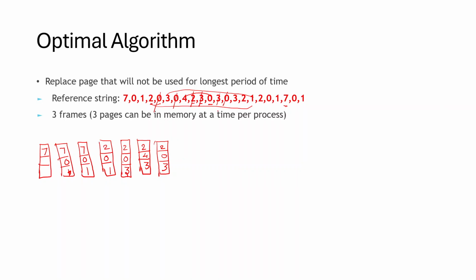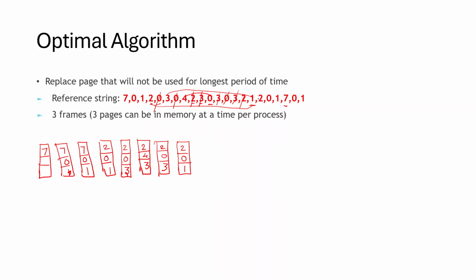There is no page fault. Next 3. 3 is already there. There is no page fault. Next 2. 2 is also already there, so there is no page fault. Next we have 1. But 1 is not there, so there is a page fault. Out of 2, 0, 3, which one do we need to replace? 2 is here, 0 is here, 3 is not there. So 3 has to be replaced by 1.